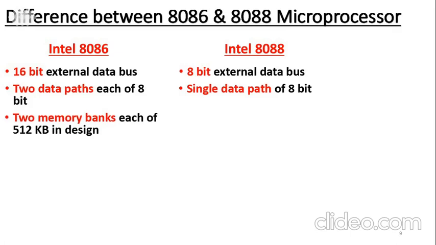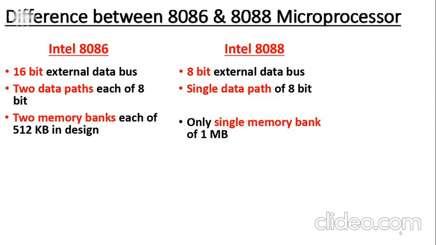Then the connection of memory. In case of 8086 processor, there are two memory banks and each of that memory bank will be 512 kilobyte in size. It means that there are two paths and these two paths are connected to two memory banks here. Whereas in case of 8088 there is a single data path so that it contains only one memory bank and that is the entire size of memory of 1 megabyte.